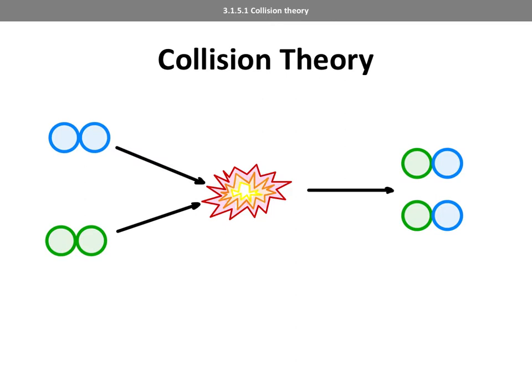So the minimum energy for a reaction to occur between colliding particles is called the activation energy. And the activation energy is closely related to rates of reaction. Typically, the greater the activation energy, the slower the rate of reaction, and conversely, the lower the activation energy, the faster the rate of reaction. This is a useful rule of thumb anyway.